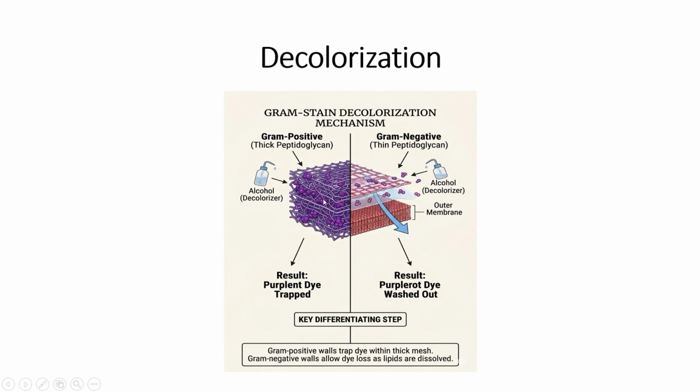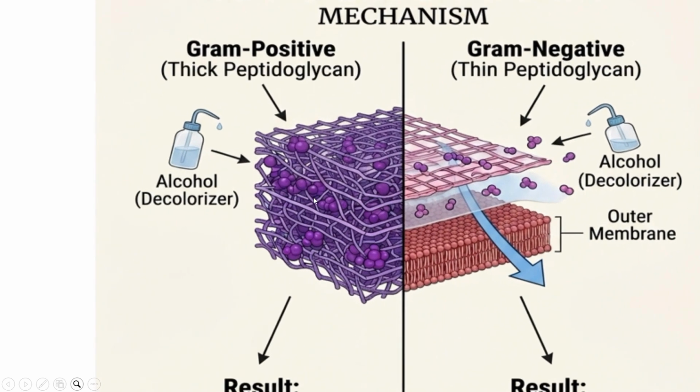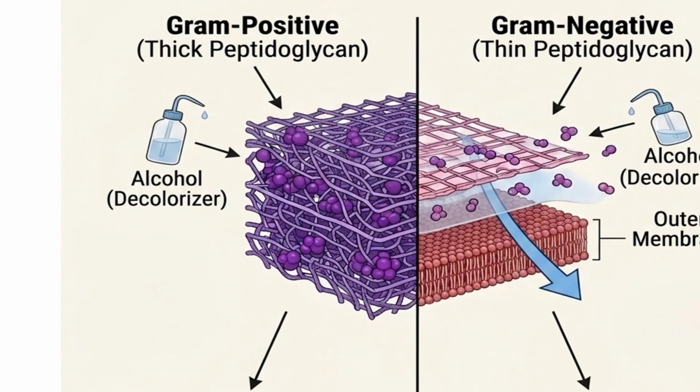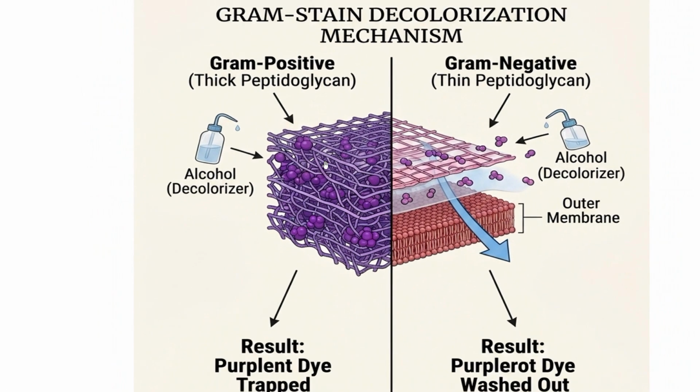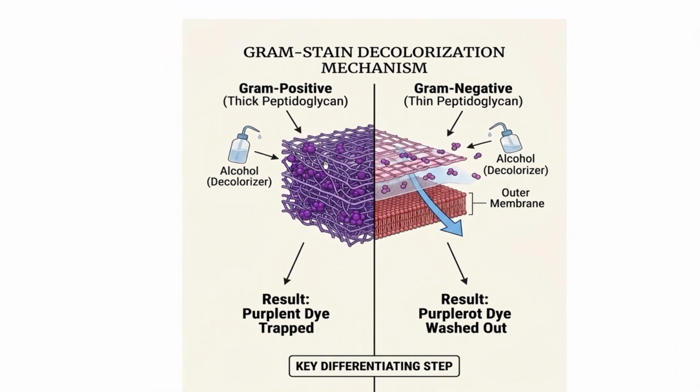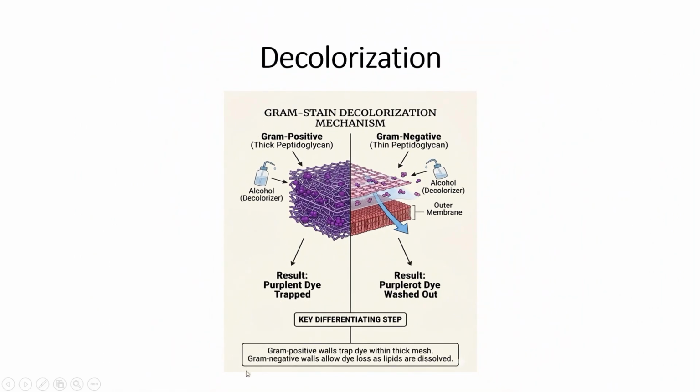Now you can see in this picture, right? Since the purple stain remains trapped, the bacteria continue to appear purple. Even after adding safranin, the strong purple color masks the pink counterstain. Therefore, gram-positive bacteria remain purple. A simple way to remember this concept is: thick wall traps the purple, thin wall loses the purple.